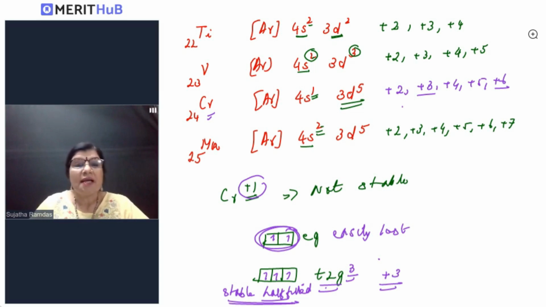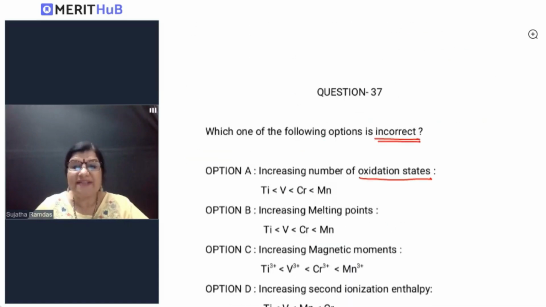Anyway, so here manganese will have the most number of oxidation states, and therefore the order as presented in option A is correct. So this is a correct statement. This statement is a correct one.